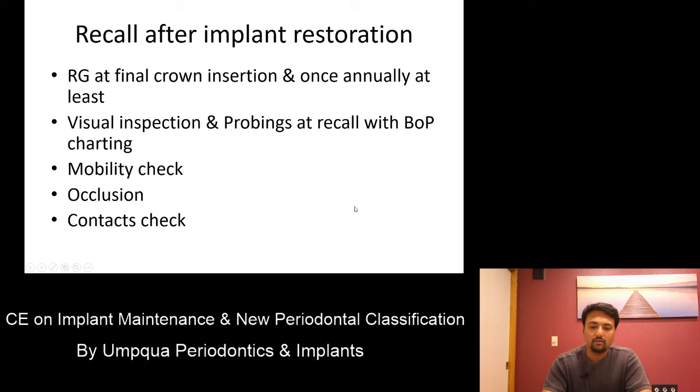Okay, I do recommend a recall to the restoring dentist after the implant restoration has been placed. It can be 6 months, a year. Every restoring dentist can decide what their practice protocol is, but again, the emphasis is on baseline measurements, baseline charting, and radiographs, so that you have something to compare everything to. And if you do the recall appointment at the year mark, then you should do a mobility check, occlusal check and contact check at that appointment.